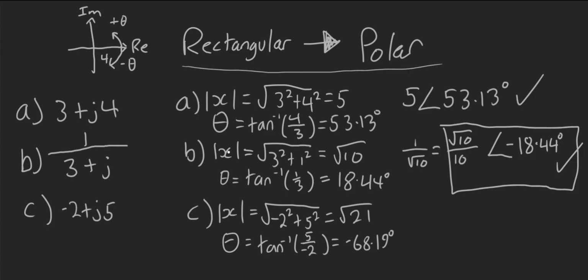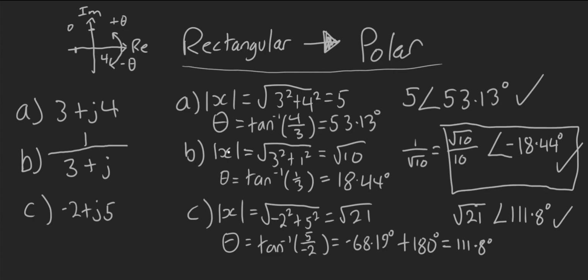That's going to be in quadrant 4. But our answer should be in quadrant 2, shouldn't it? Because we have a negative real and a positive imaginary, so it should lie here, your answer. So to account for this error, you have to add 180 degrees. So by adding 180 degrees, we get a final answer of 111.8 degrees for our argument angle. So our final answer for C is actually square root 21 as the magnitude with an angle of 111.8 degrees.